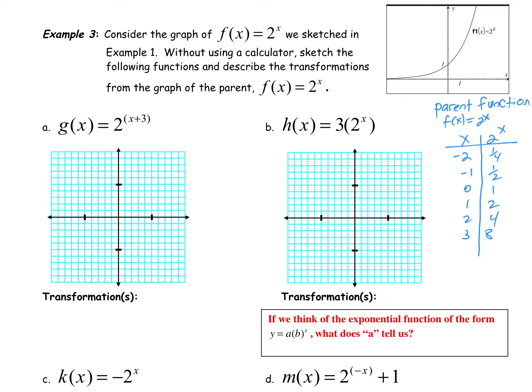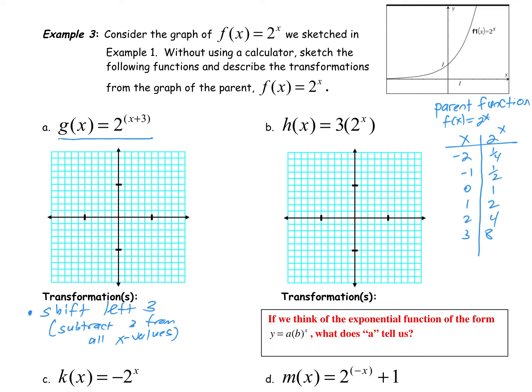So first we're going to look at g of x, which is 2 raised to the x plus 3 power. So here we're replacing x with x plus 3. When we do that, the transformation that we have is that the function is shifted left 3 units relative to the parent function. So if it's left 3, what we would really do is subtract 3 from all x values.